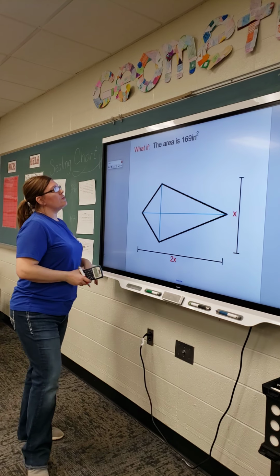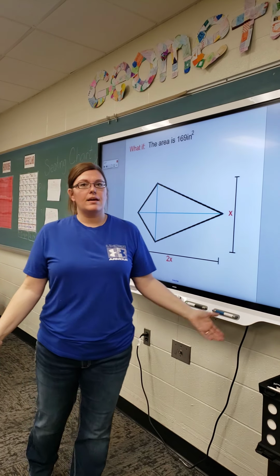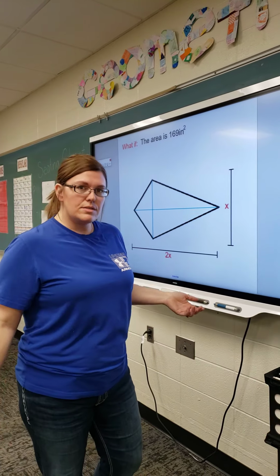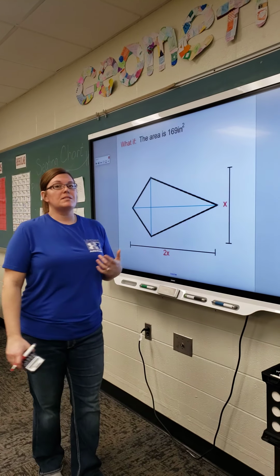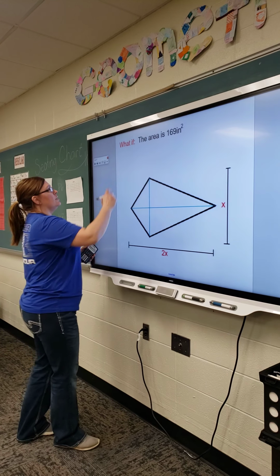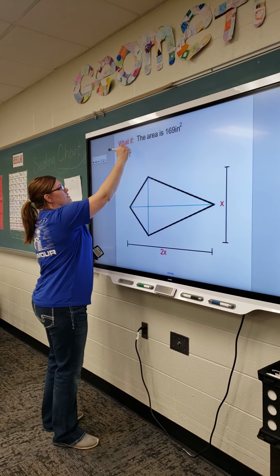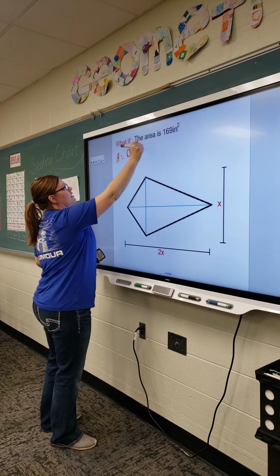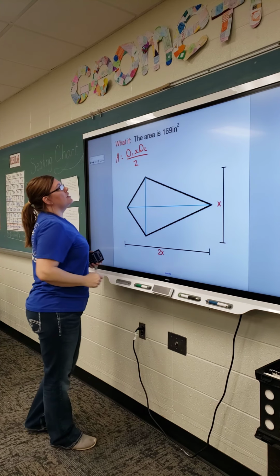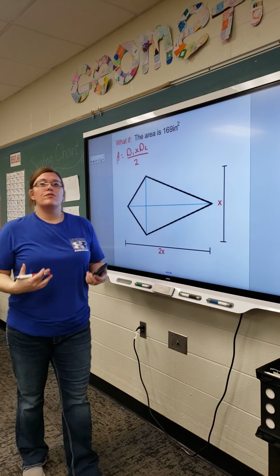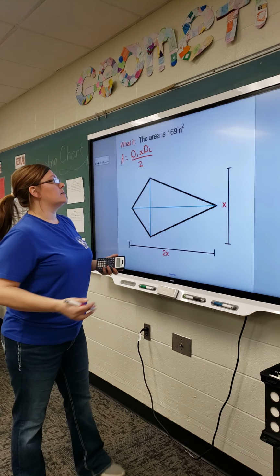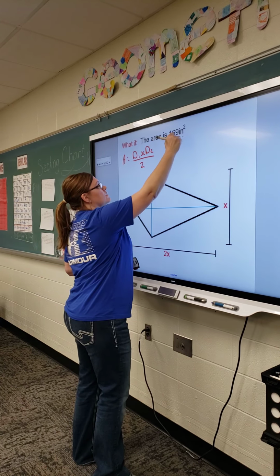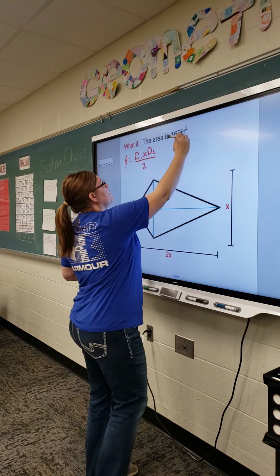And they're also going to give you problems where they say, hey, here's the area. You tell me what one of those diagonals are. Same formula applies. Diagonal 1 times diagonal 2 divided by 2. So area equals diagonal 1 times diagonal 2 divided by 2. Plug in for what you know, solve for what you don't. What do I know? What do they tell me? They tell me the area is 169.